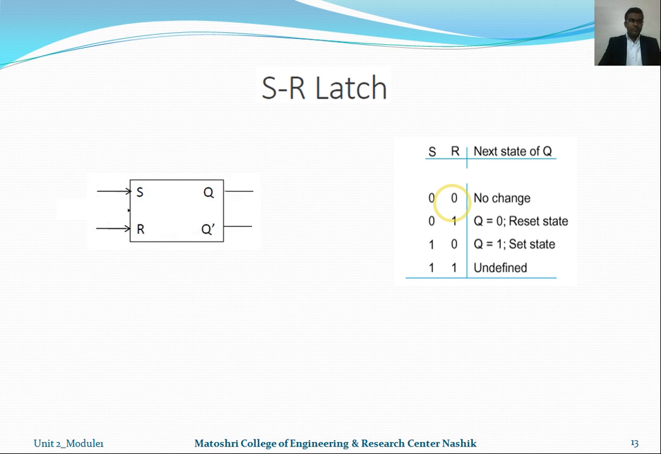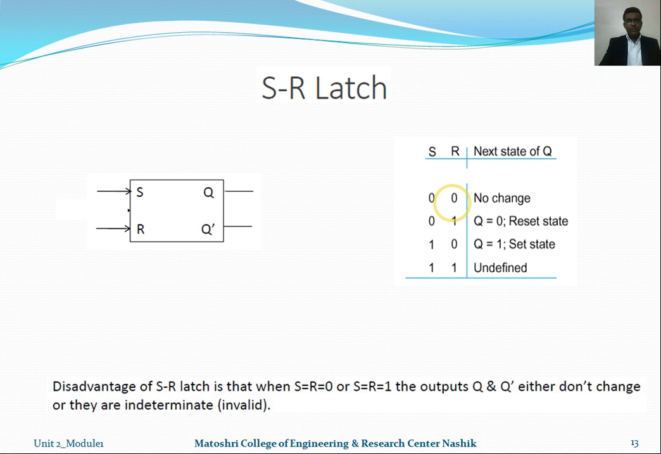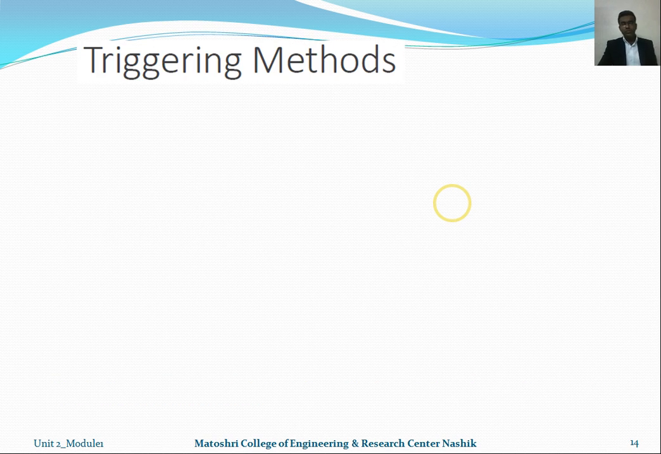These are the logical symbols for the SR latch. S and R are there, Q and Q complement outputs are present, inputs and outputs are shown there. The disadvantage of the SR latch is that when S and R are equal to 0, the output is not going to change. And another disadvantage is that when the S and R values are 1, it produces an invalid logical output.